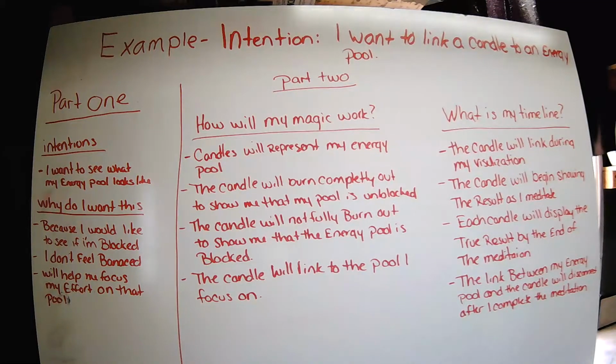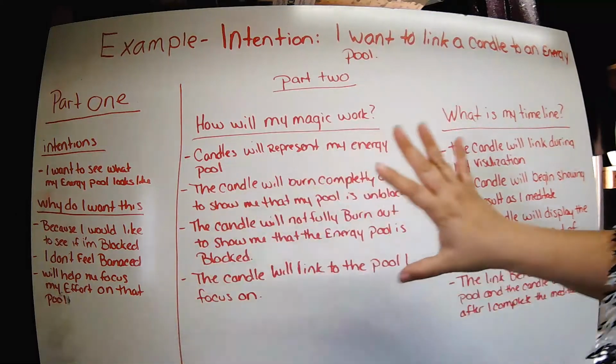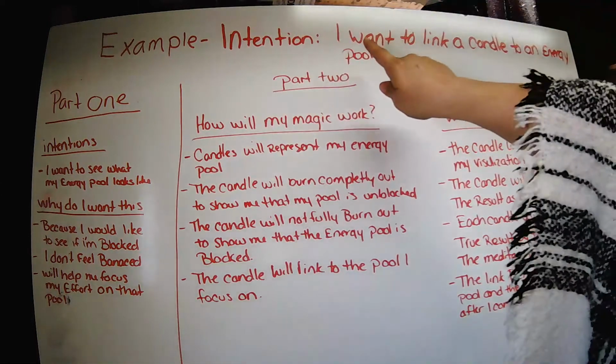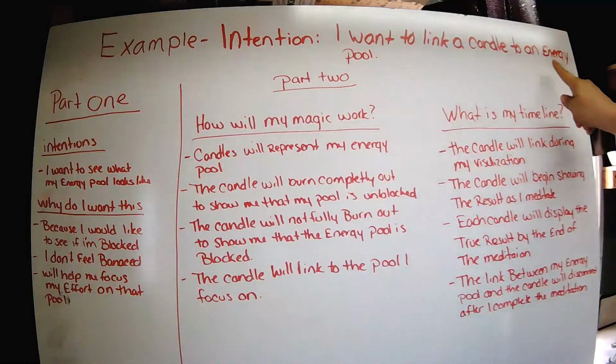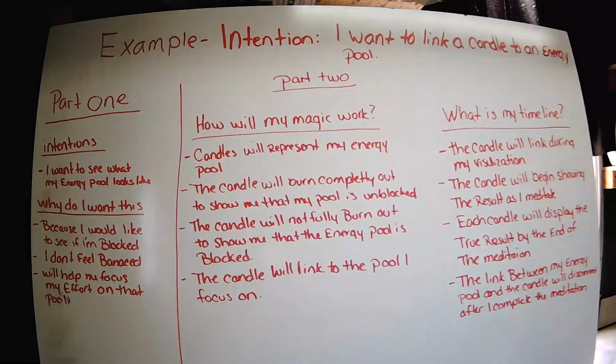So, this board right here that you see, I'm going to go over the part 1 that we did the other day and then expand on it for part 2, before we get into part 3 where we start to actually write our spells. So the example is I wanted to link a candle to an energy pool. That was my intent. I elaborated it, and I said I want to see what my energy pools look like. Well, that's my intention.